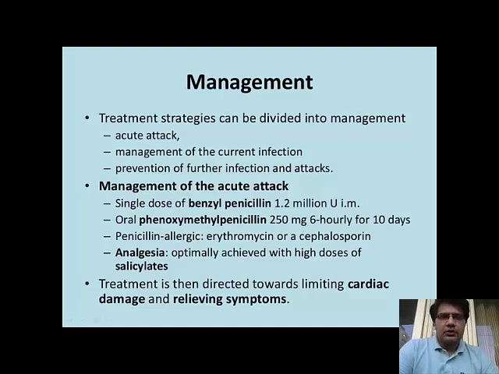How can you manage? There are two strategies: management of the acute attack, management of the current infection, and prevention of further infection and attacks. If you have the acute attack, you give a single dose of benzathine penicillin, that is 1.2 million units IM. Many times, if the patient is penicillin allergic, you can also use erythromycin or azithromycin, though benzathine penicillin is better.